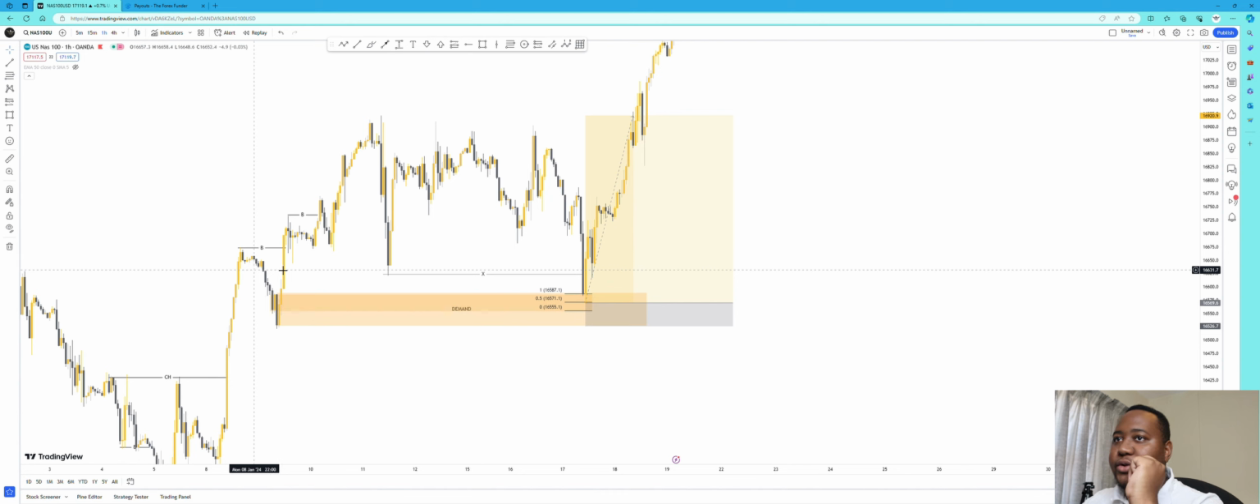Also, one thing I want to highlight, there was a lot of volatility right here. That's how I spot my demand levels and supply.